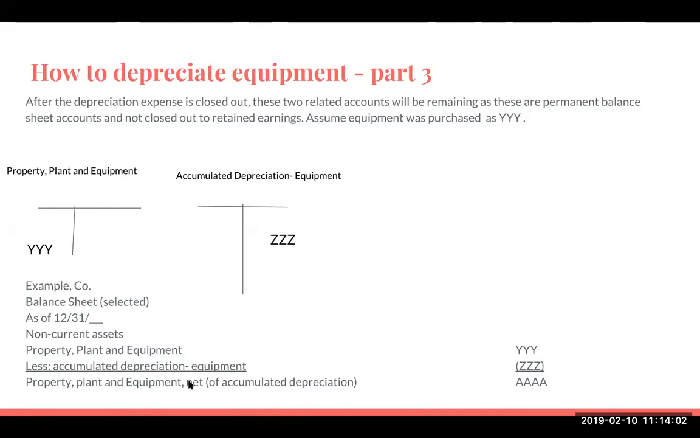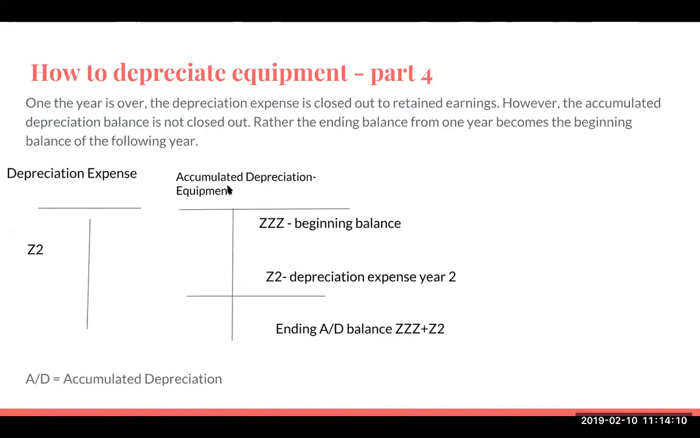So what does net mean? It just means property, plant, and equipment less the total amount of depreciation that we've taken to date. So what happens the following year? Once the year is over, the depreciation expense is closed out to retained earnings. Remember, it's an expense. However, the accumulated depreciation balance is not closed out. Rather, the ending balance from one year becomes the beginning balance of the following year.